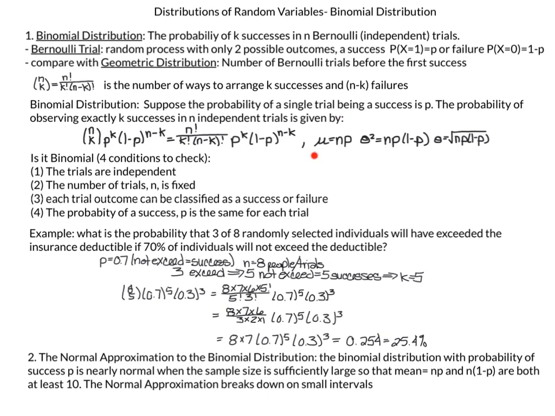We also have a formula for the mean of our binomial distribution, which is going to be mu equals np, and our formula for standard deviation, sigma, is equal to the square root of np times 1 minus p.